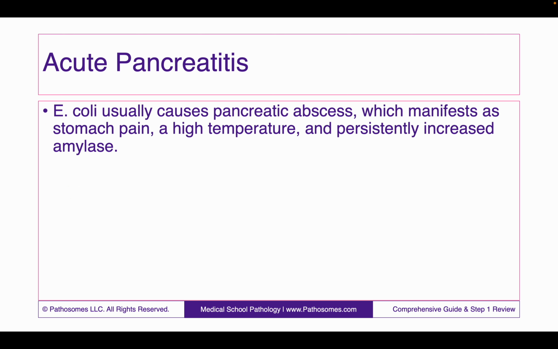Now, E. coli usually causes pancreatic abscess, which manifests as stomach pain, a high temperature, and persistently increased amylase.